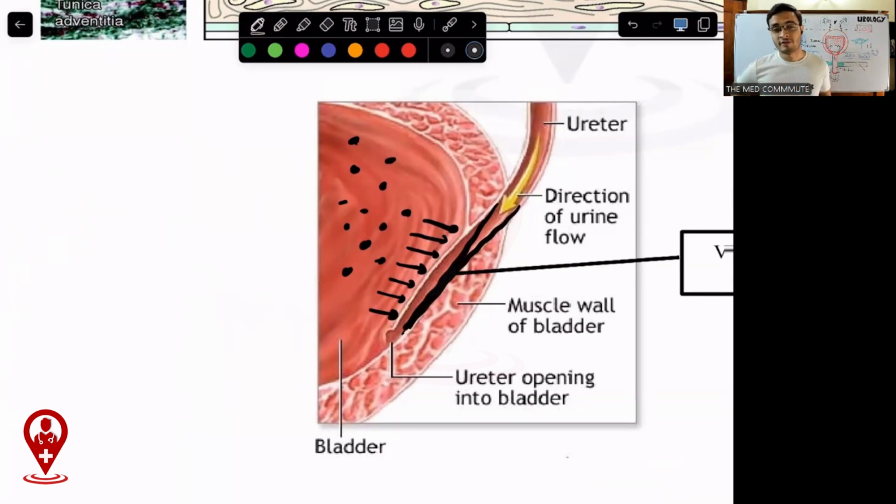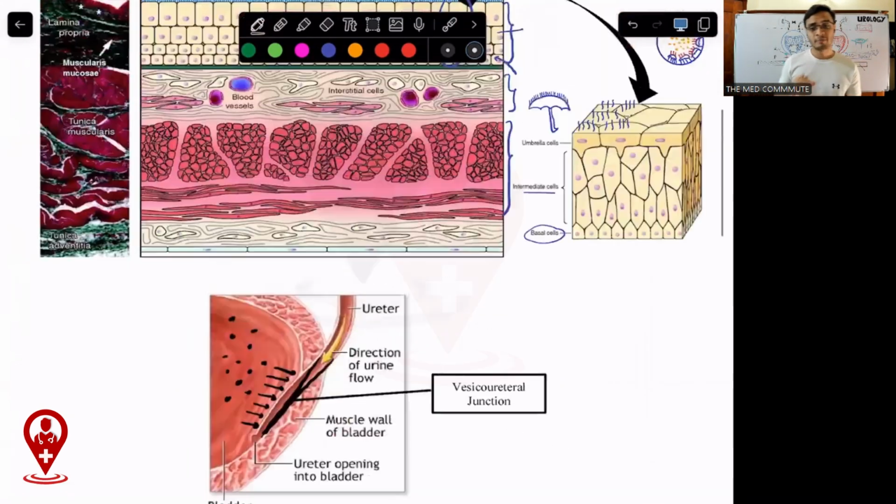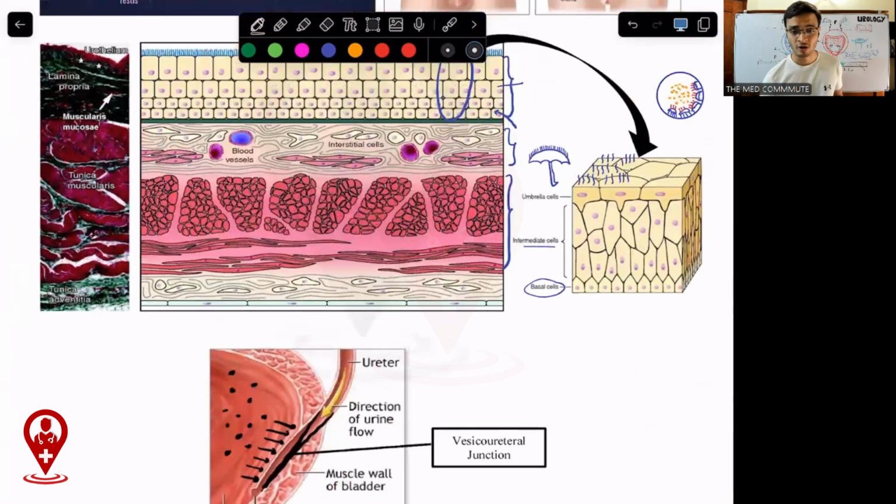Why is this important for us, guys? What is the importance here? This prevents backflow of urine. It prevents backflow of urine back along the ureter to the kidneys. Okay, so those are a few important points, some basics in urology that I want you all to understand.